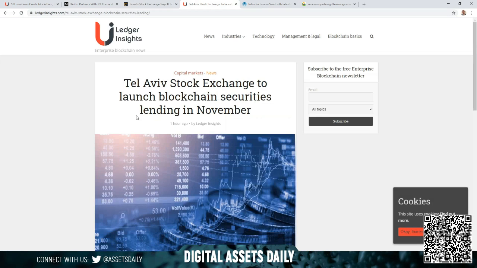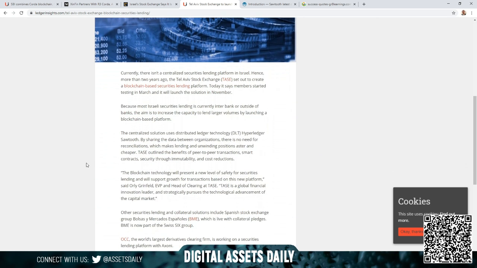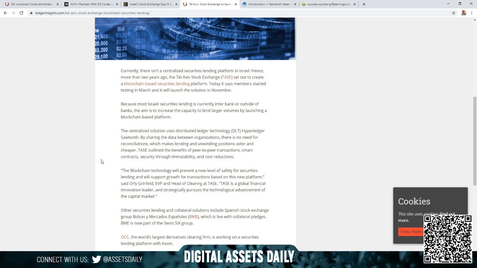You're greatly appreciated. And as I get into a second article on the same discussion, I'm going to scroll down and show you what is very intriguing about this. As you get into the discussion, you will see that the centralized solution uses DLT Hyperledger Sawtooth. By sharing the data between organizations, there is no need for reconciliations, which makes lending and unwinding positions faster and cheaper. TASE outlined the benefits of peer-to-peer transaction smart contracts, security through immutability, and cost reductions.